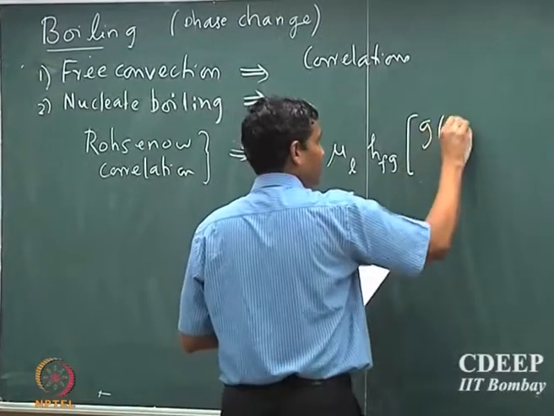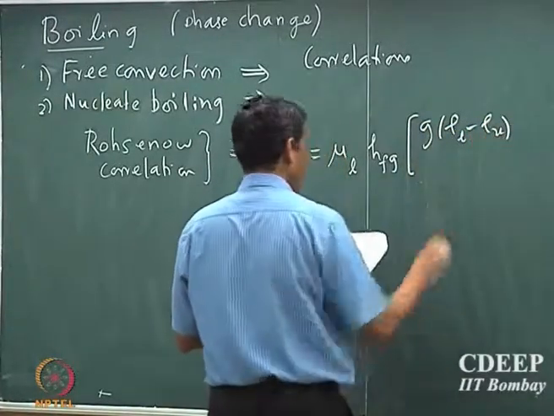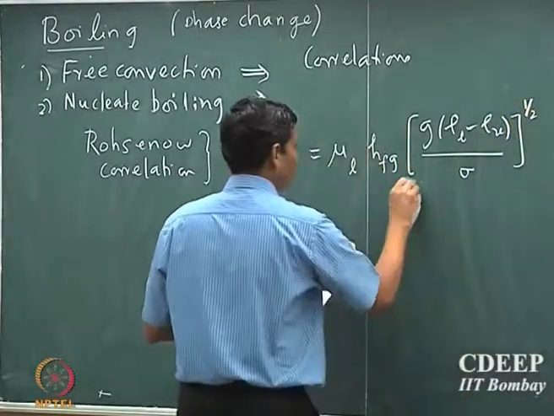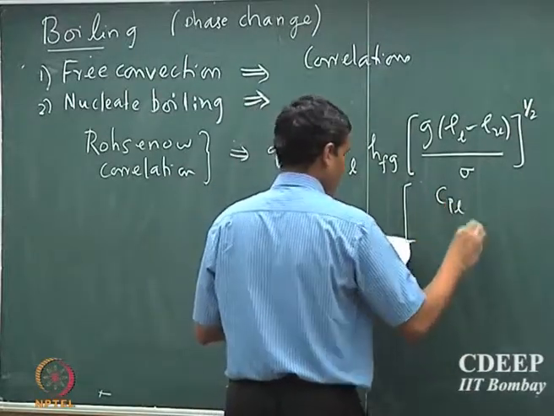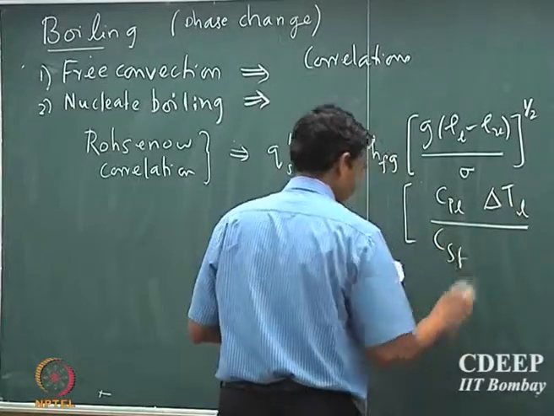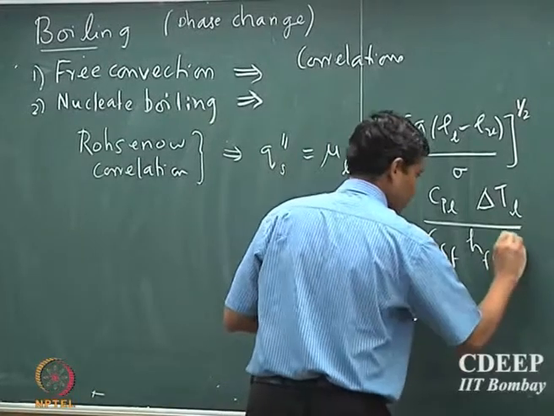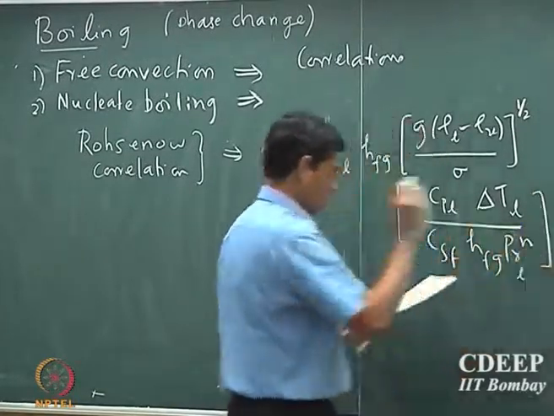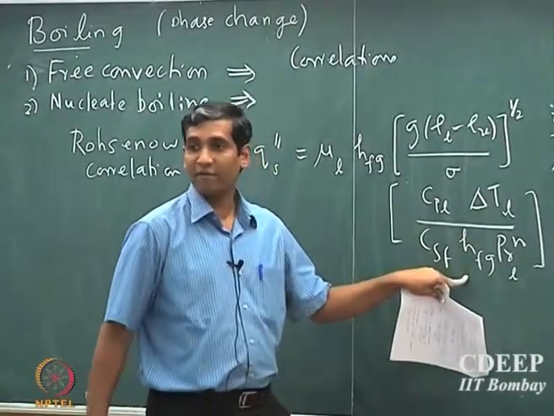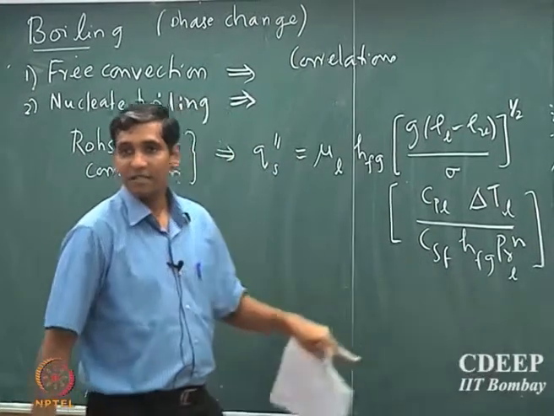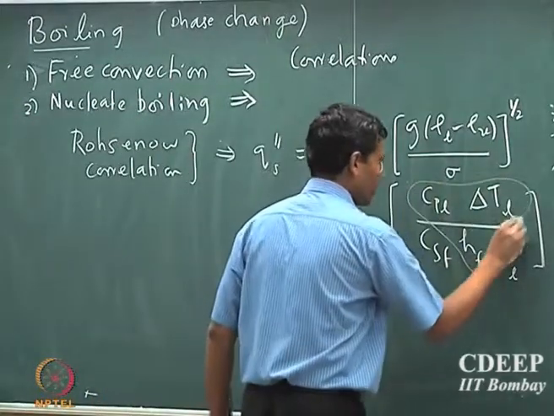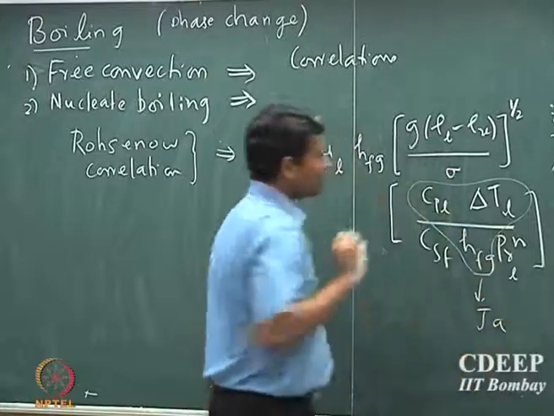multiplied by rho V divided by sigma to the power of half multiplied by Cp, okay. So the Cp delta T by Hf, what is that? We saw these dimensionless quantities, right? That's the Jacob number.